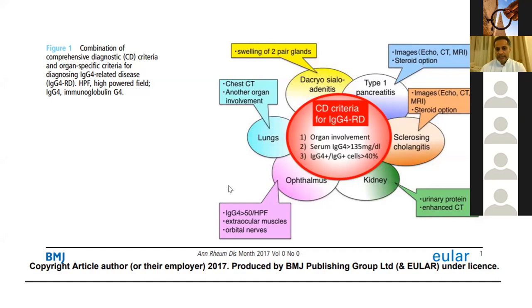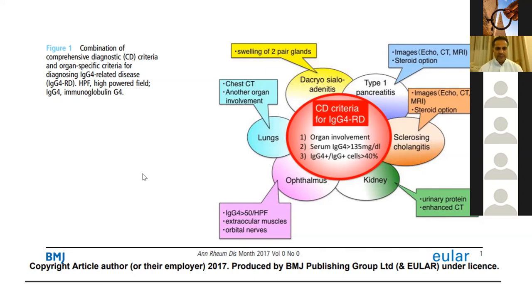Yes, you agree? So how do you treat this patient? After I confirm the diagnosis, I need to put the patient on steroids and other immunosuppressants. Rituximab is effective in IgG4-related cases.